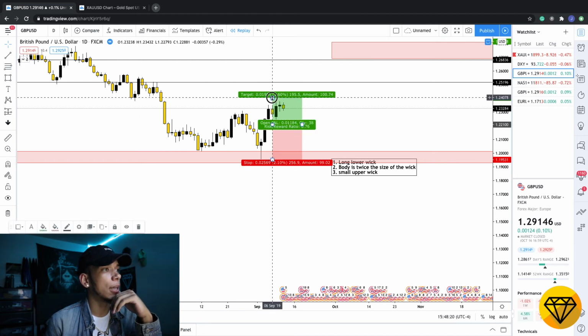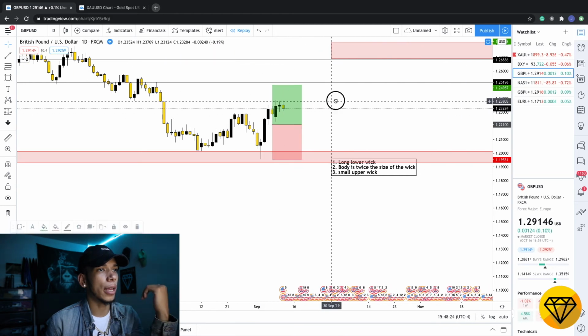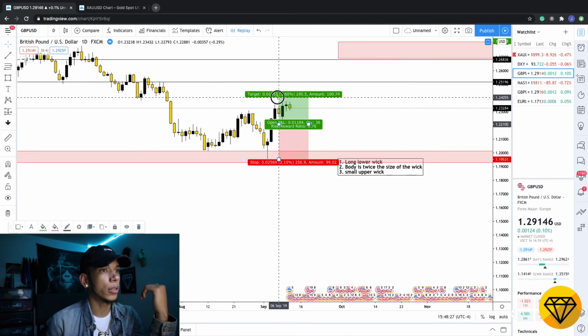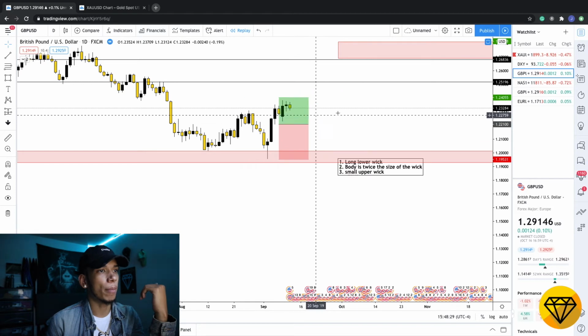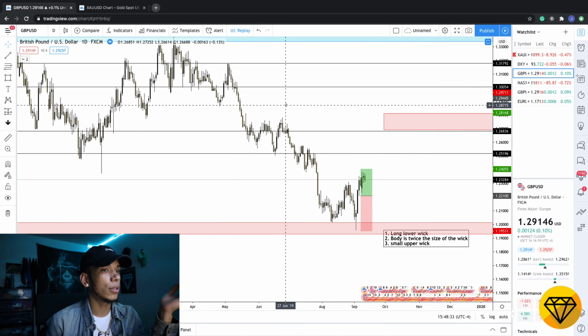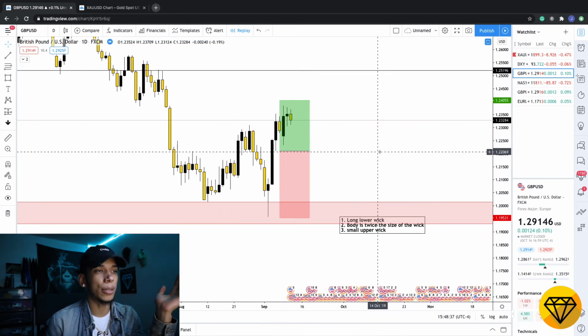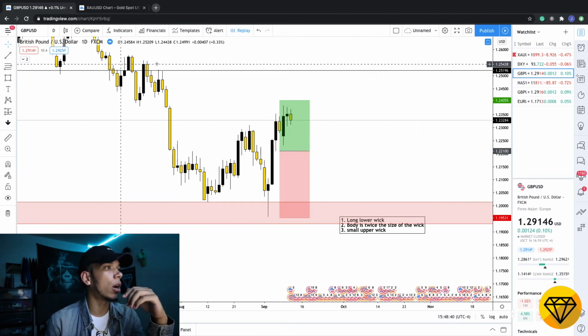I would have targeted way more than a 1-to-1. It's not even a 1-to-1 at that point. So I would have had my target somewhere up here, provided that I had enough confluences to support that bias. But regardless, let's see what happens.